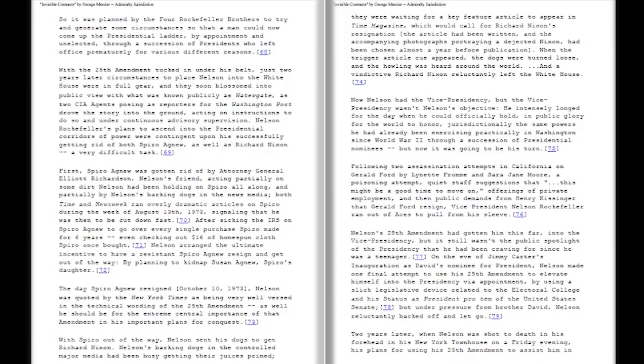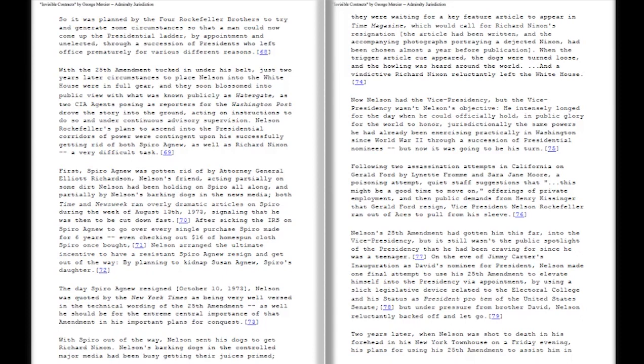public view with what was known publicly as Watergate, as 2 CIA agents posing as reporters for the Washington Post drove the story into the ground, acting on instructions to do so and under continuous advisory supervision by Nelson. Rockefeller's plans to ascend into the presidential corridors of power were contingent upon his successfully getting rid of both Spiro Agnew, as well as Richard Nixon. A very difficult task. 69.